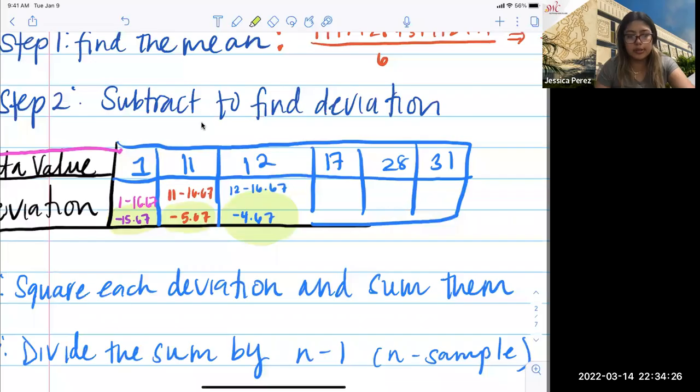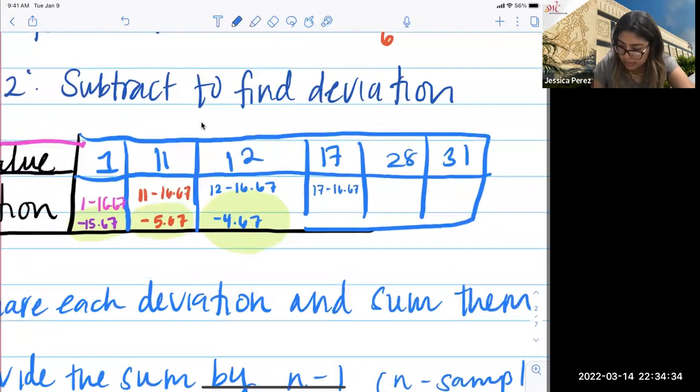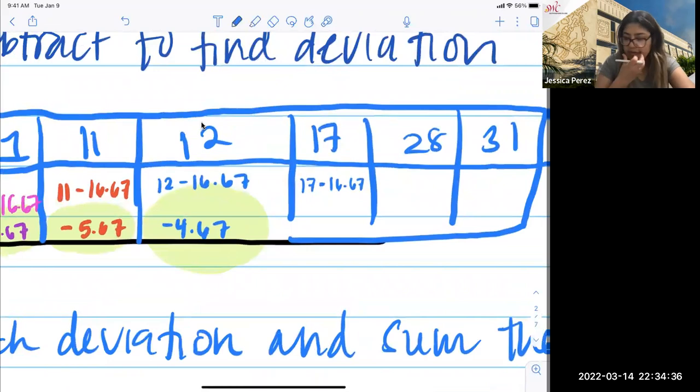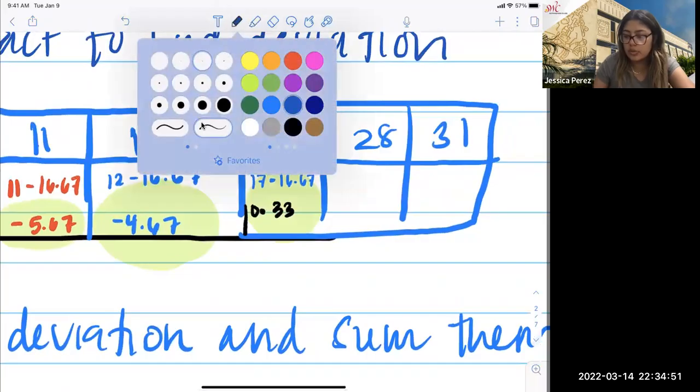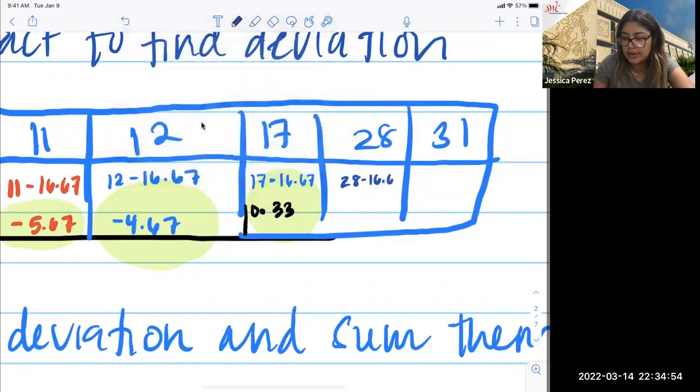So the next part is 17 minus 16.67. Zoom in a little bit. So 17 minus 16.67, I get 0.33. So that is my deviation. Same here, I'm going to do 28 minus 16.67. So 28 minus 16.67, 11.33.